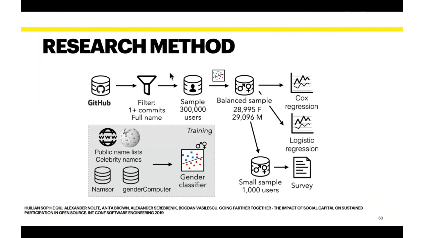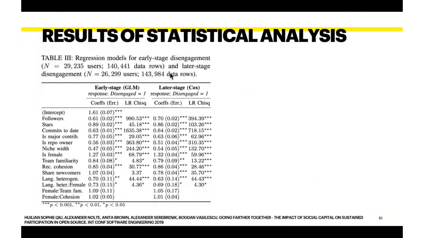Of course, in order to create this balanced sample, we first had to build a tool capable of guessing gender based on names. So the results of the statistical analysis were as follows. What we have here is a statistical model. The early stage means it's a logistic regression, that is, contributors who disengage within the first 3 months of their activity. Later stage are contributors who disengage after 3 months of activity, and we used a different modeling mechanism.